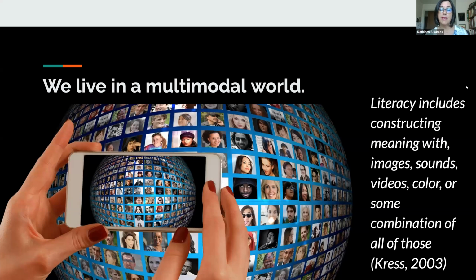This slide nicely sums it up. We live in a multimodal world, where being literate means that we have to be able to make meaning, construct meaning, share and build knowledge with images and sounds, videos, color, or all kinds of combinations of those meaning-making tools.